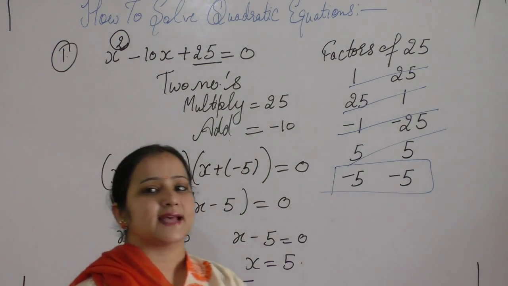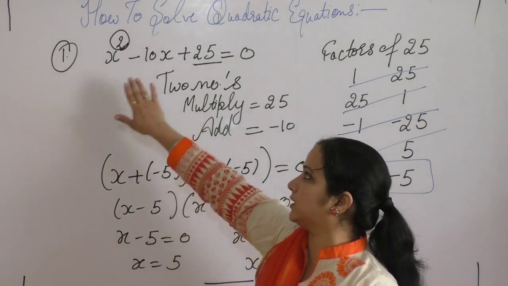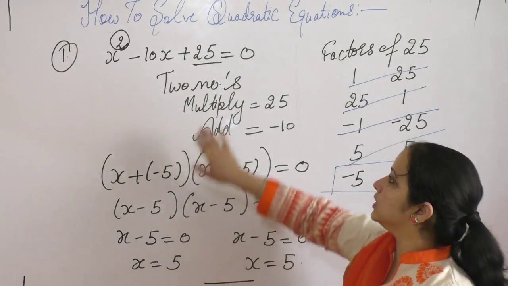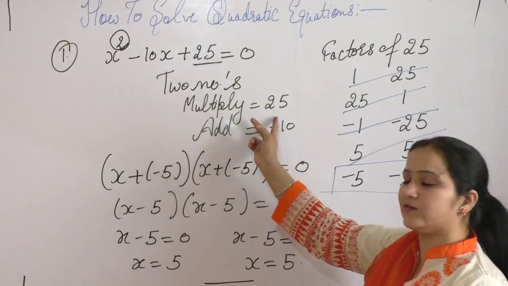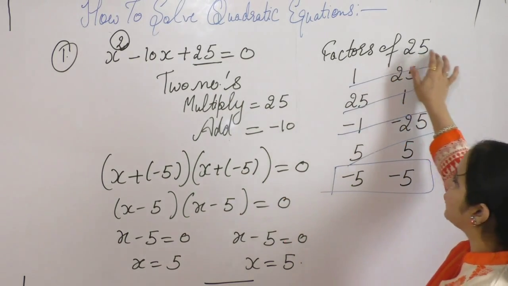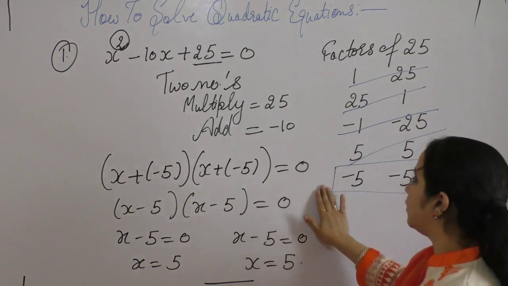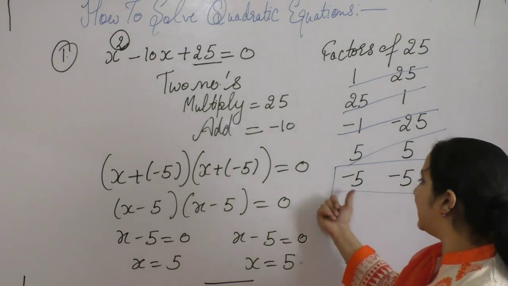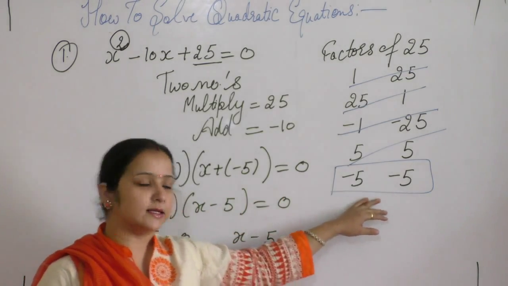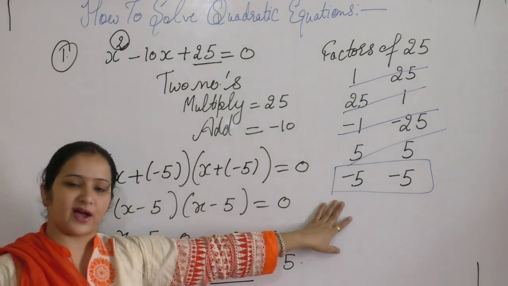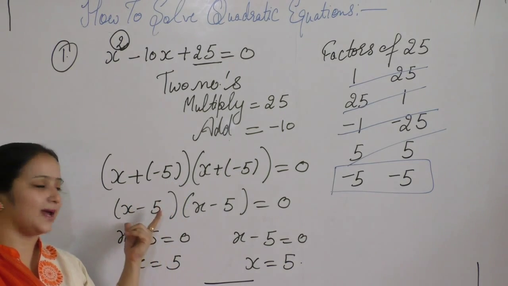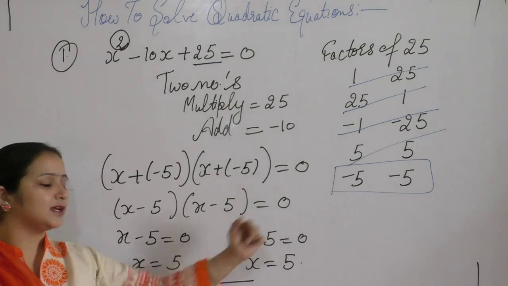Again I am repeating what we have done here. First, the equation which has highest degree 2 is called a quadratic equation. Since the degree is 2, the number of roots of this equation will be 2. So we want two numbers which when multiplied give us 25, and when we add these numbers we get minus 10. So write all the factors of 25. After writing all the factors, when we add minus 5 and minus 5, we get minus 10. So the factors are (x plus minus 5) and (x plus minus 5). In multiplication, plus minus is minus, so x minus 5 is equal to 0.